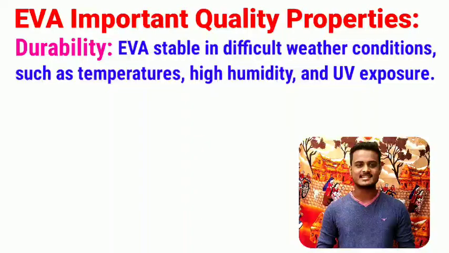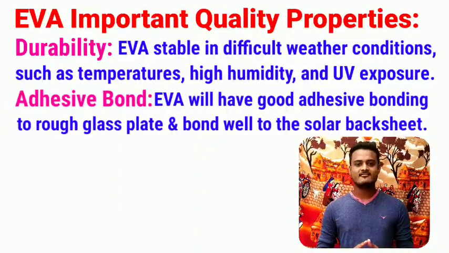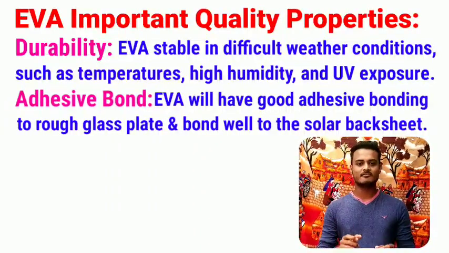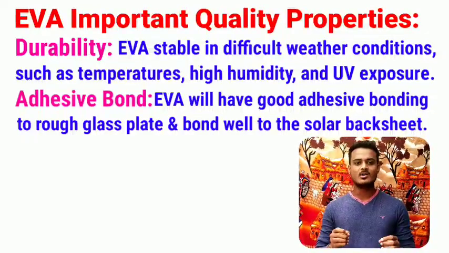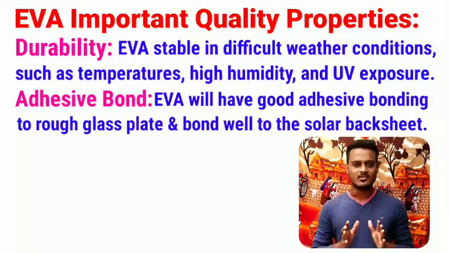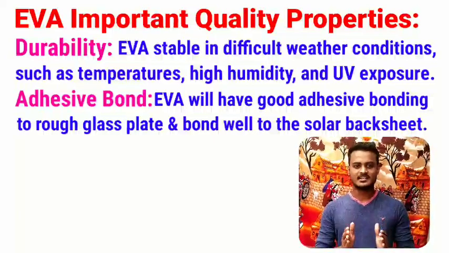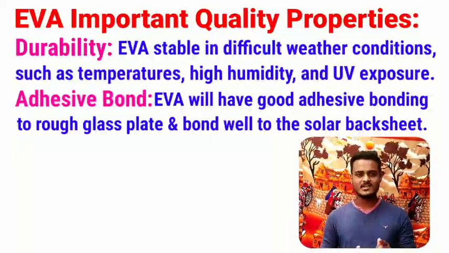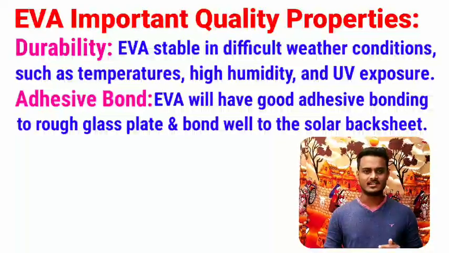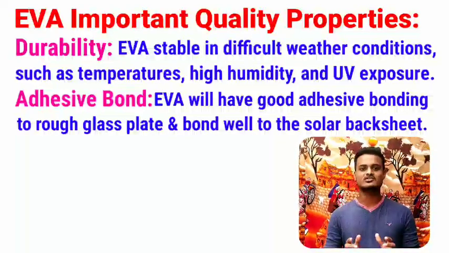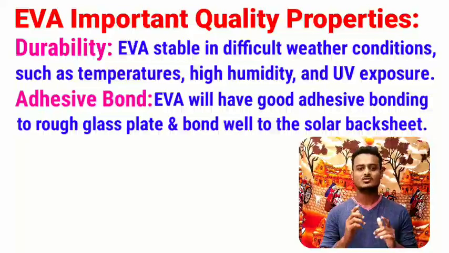The next point is adhesive bond. EVA will have good adhesive bonding to rough glass plate and bond well to the solar backsheet. We need solar EVA adhesive bonding with good strength to the solar glass. It means the front side, and also the back side. It means on the backsheet side also we need proper adhesive bonding to the solar module.